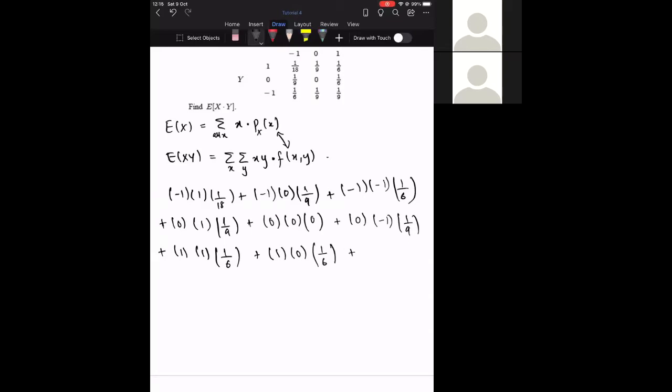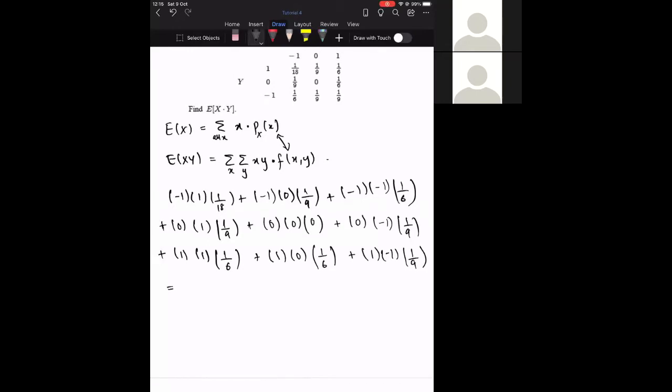And lastly, we have x is 1 and y is -1. So we sum all of this together, put it in our calculator, and we should get 1/6.